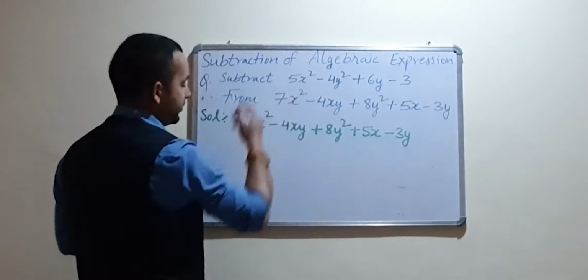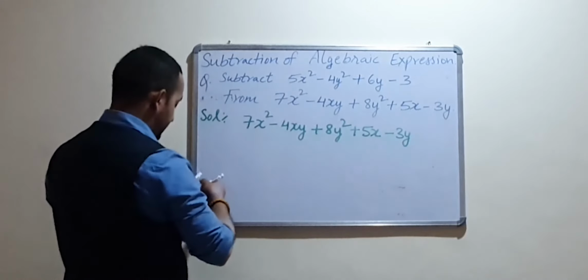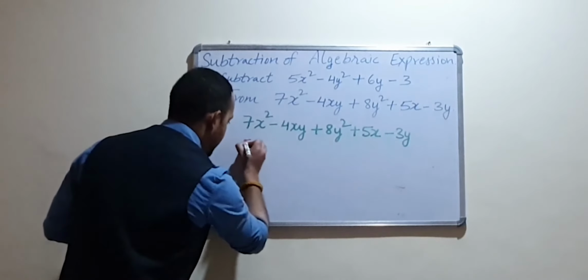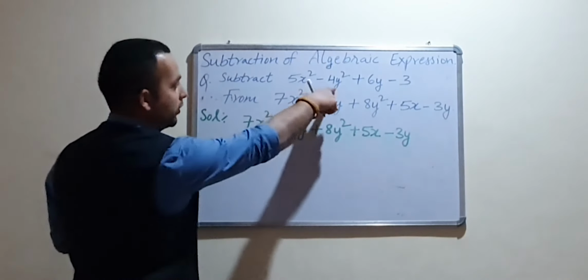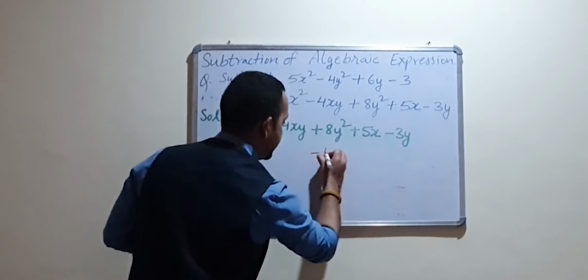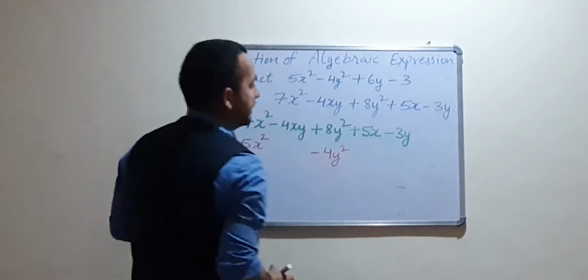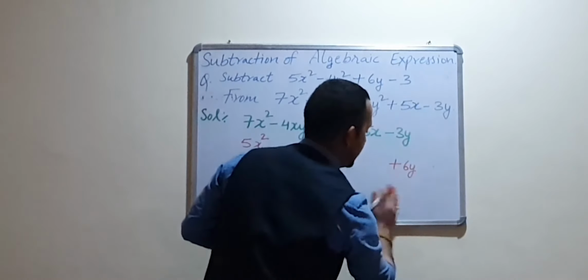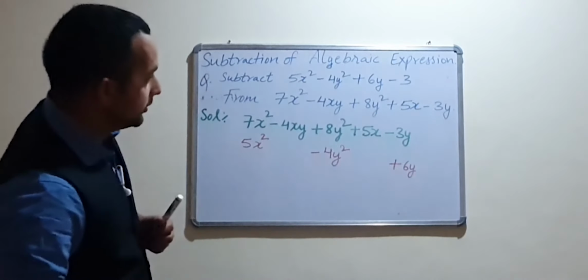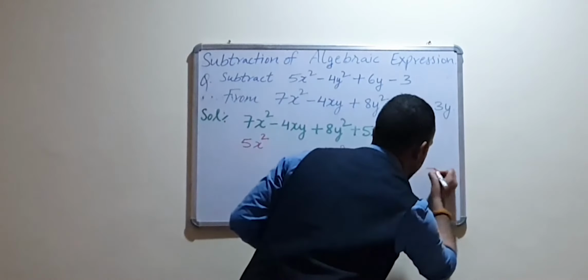Now see where 5x squared is, like terms, so you will keep it like this: 5x square. Where is y square? It's here: minus 4y square. Where is 6y? Plus 6y. And is there any number? Yes, then you can write negative 3 here.